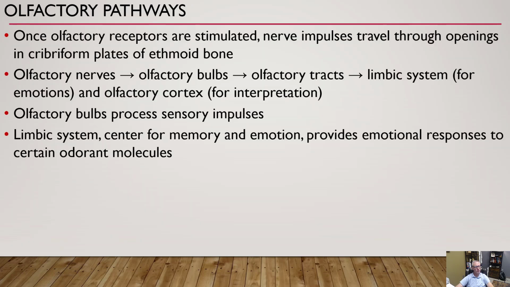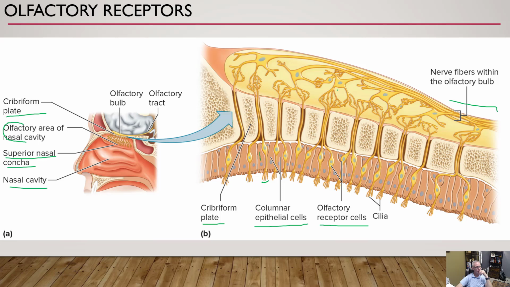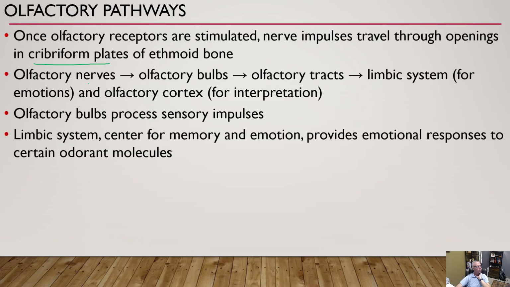All right, so remember that slide that we looked at earlier that talked about the apple and the information processing. Once the olfactory receptors are stimulated, those nerve impulses are going to travel through openings in that cribriform plate. This cribriform plate is actually in this bone called the ethmoid bone. And then that olfactory nerve then goes through the olfactory bulb.